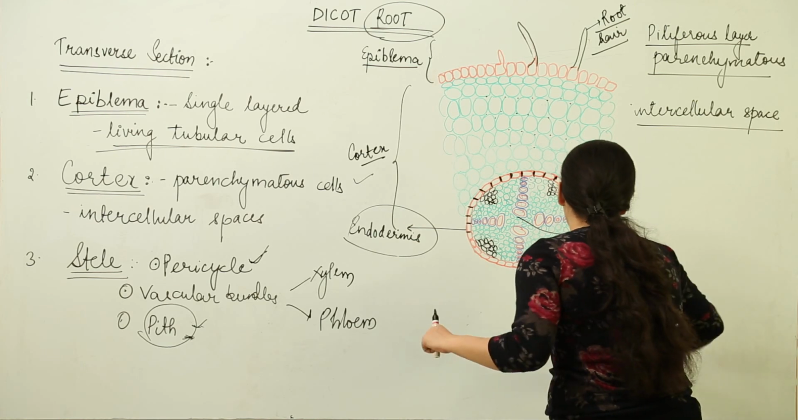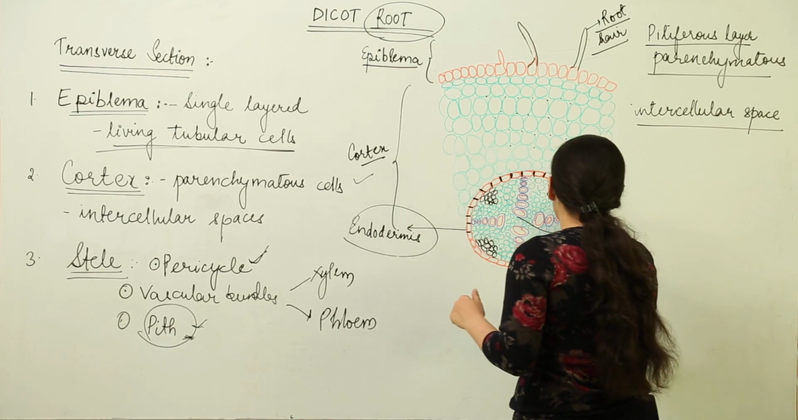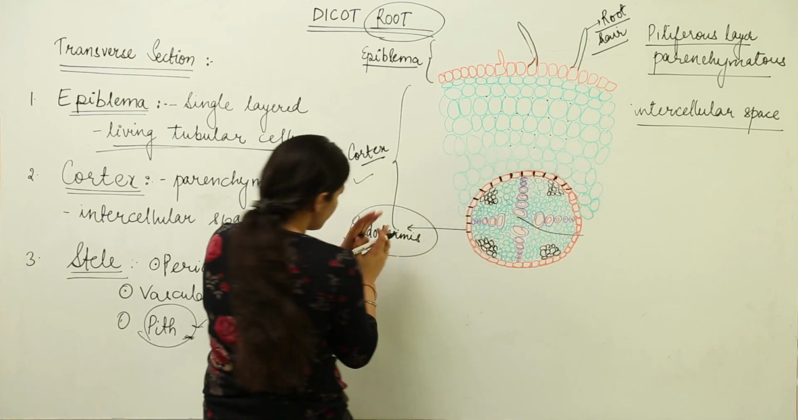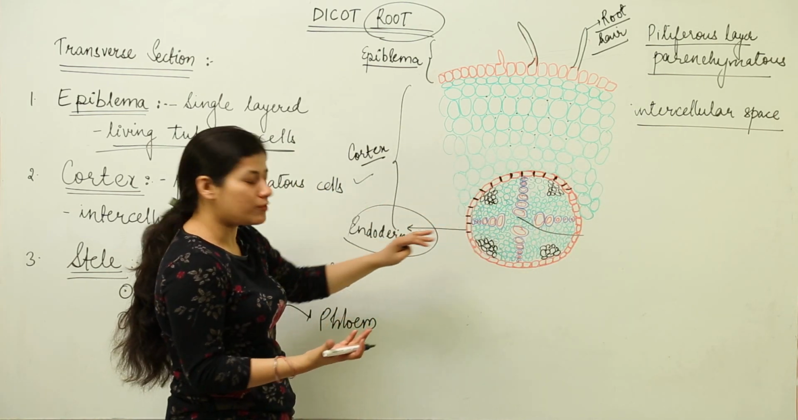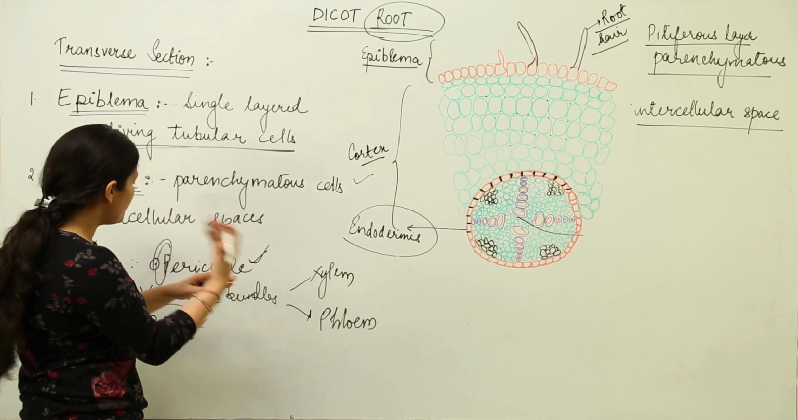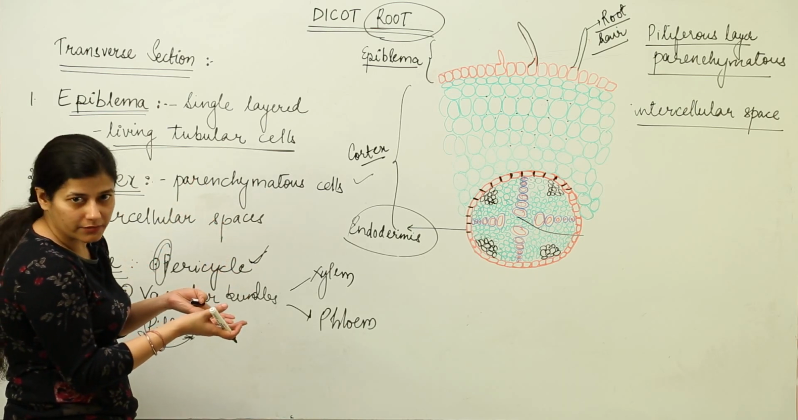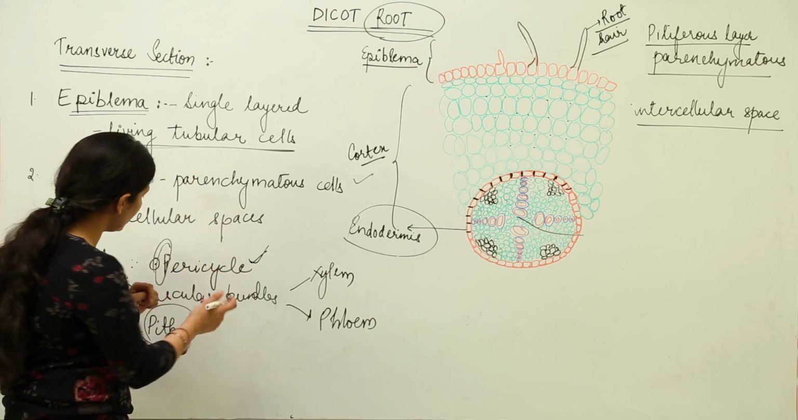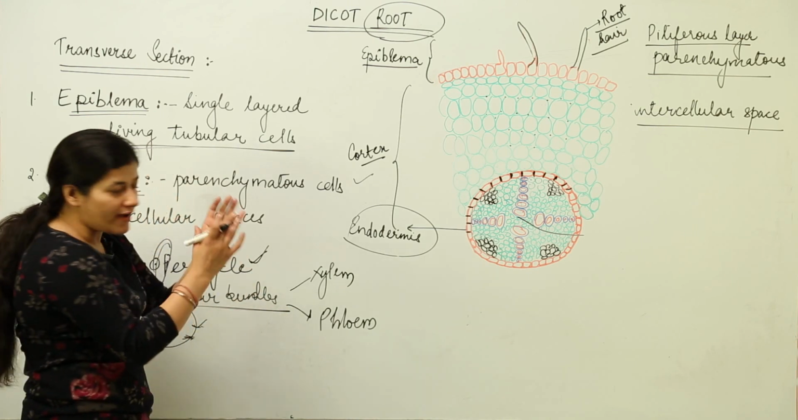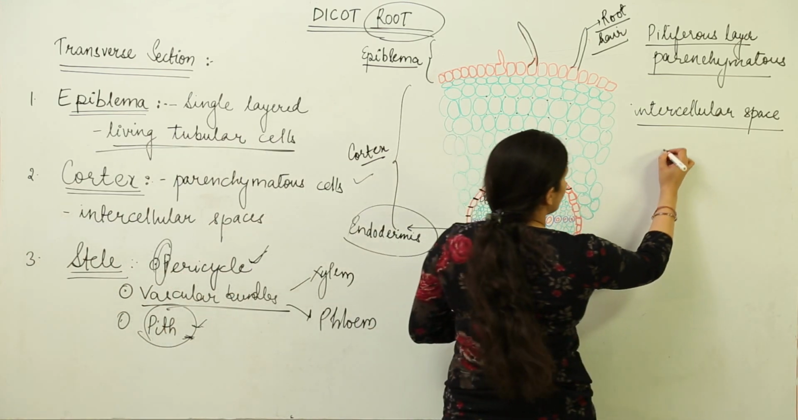Now this pericycle is the layer beneath the endodermis, which is again made up of parenchymatous cells. Again you have to remember, P for pericycle: the pericycle has parenchymatous cells, beneath the endodermis. After that, what we get is vascular bundles. Vascular bundles in the case of dicot root are radial.